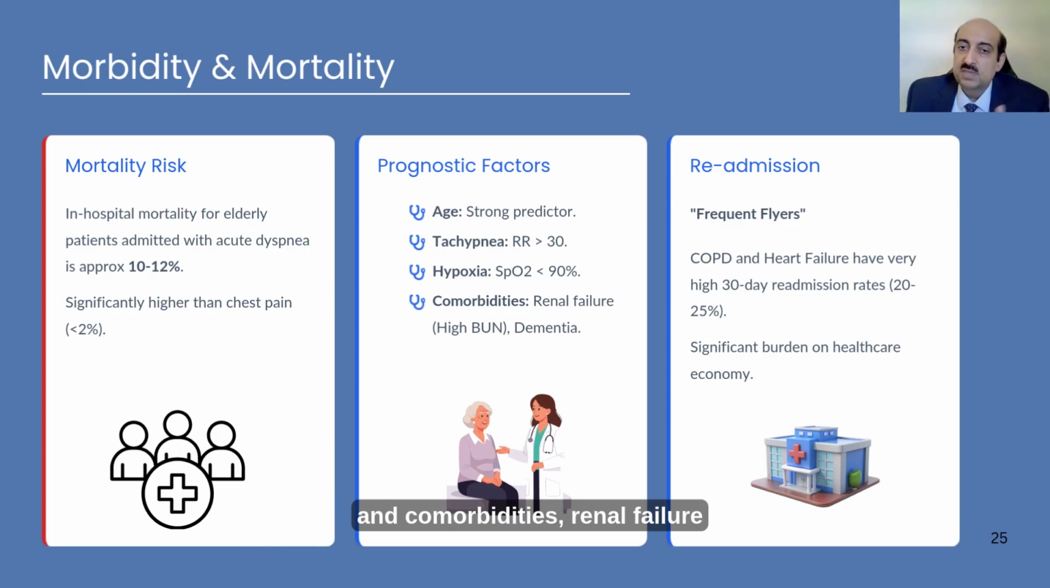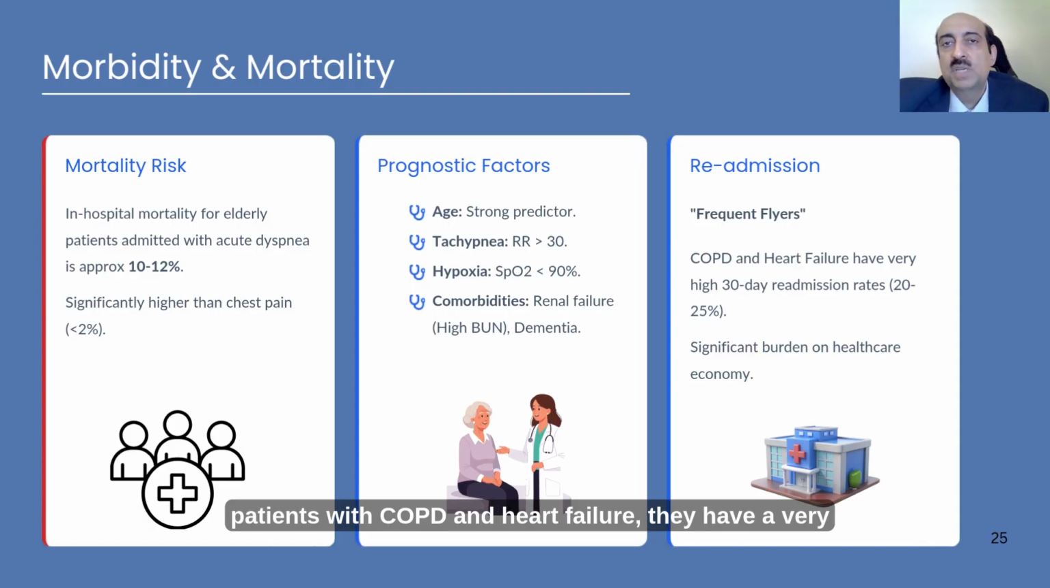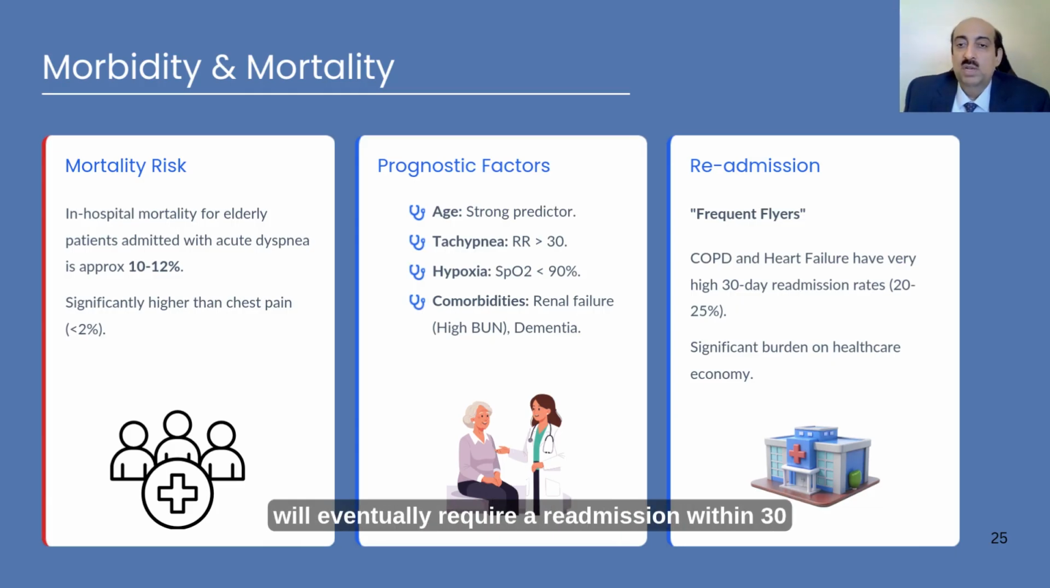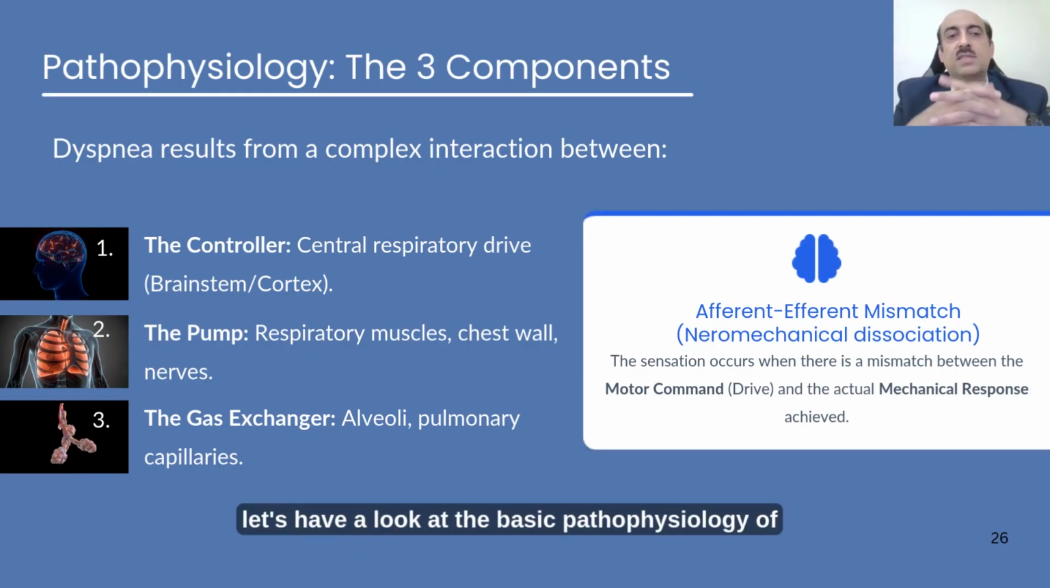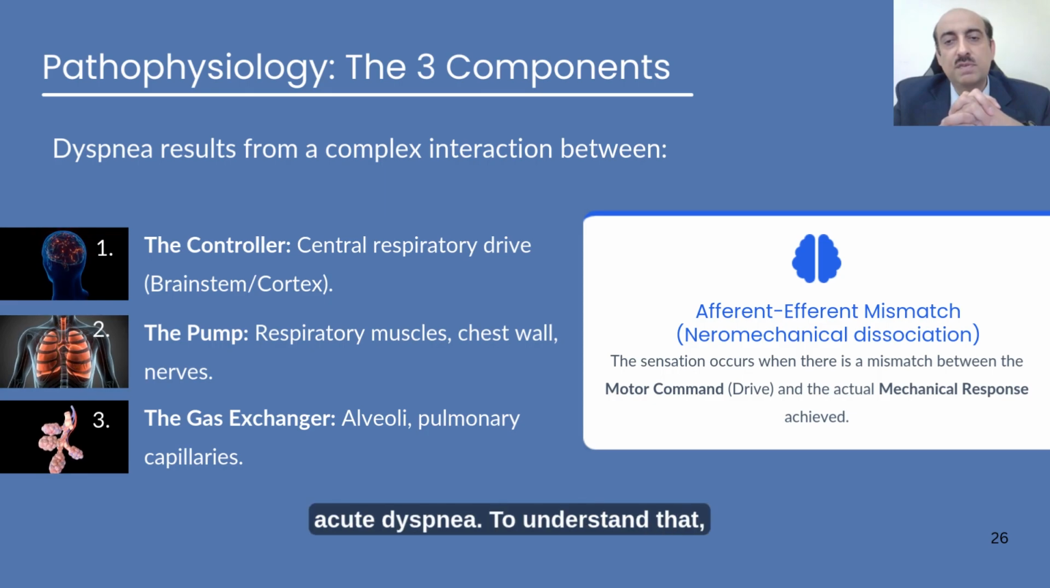And comorbidities: renal failure, dementia, etc., even diabetes. So all these risk factors carry a poor prognosis in terms of mortality and morbidity. In terms of readmissions, we also know the frequent flyers. Patients with COPD and heart failure have very high 30-day readmission rates. Roughly 1 in 4 to 1 in 5 patients discharged from hospital will eventually require a readmission within 30 days. So over the next few slides, let's have a look at the basic pathophysiology of acute dyspnea.